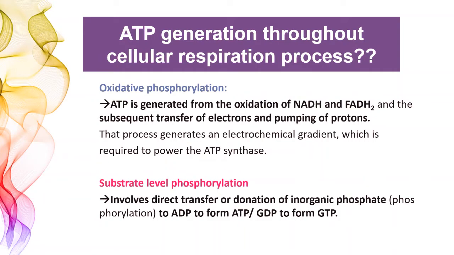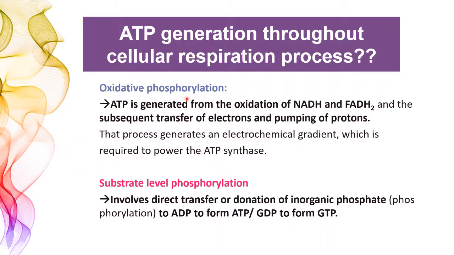The main objective of cellular respiration is to generate ATP by breaking down glucose. Phosphorylation is a process of forming ATP by addition of phosphate to ADP. There are two types of phosphorylation in cellular respiration. The first one is oxidative phosphorylation and the second one is substrate level phosphorylation.